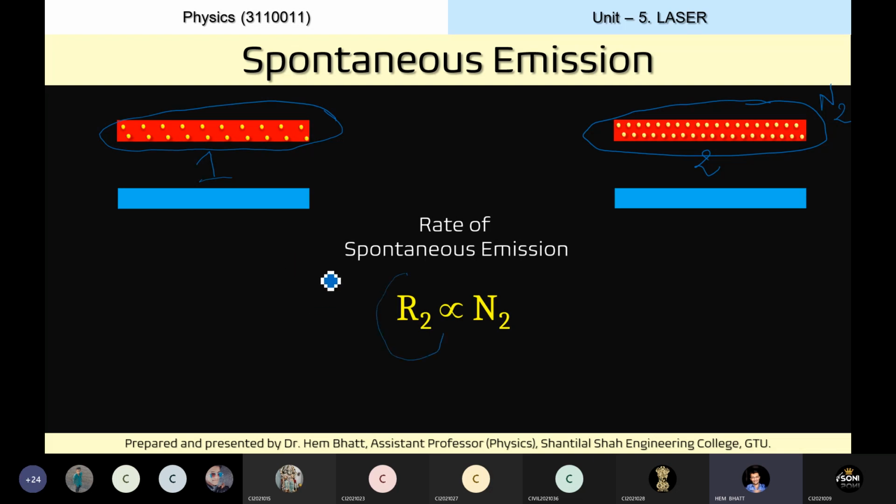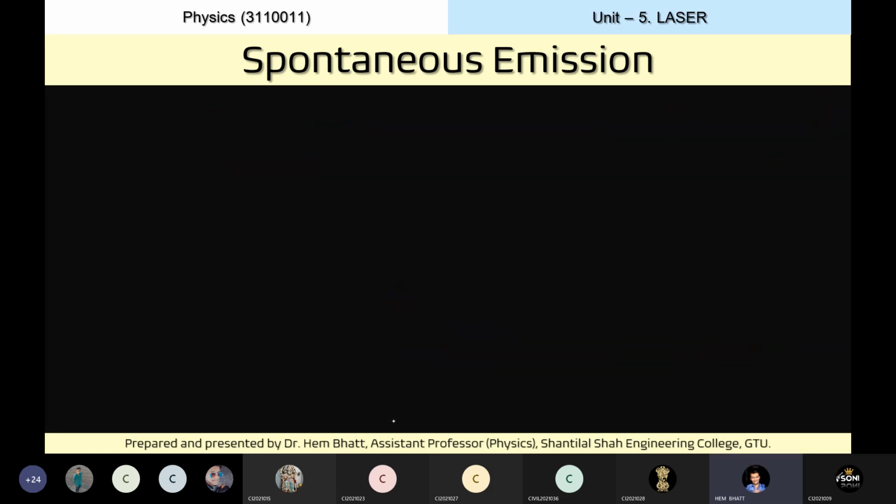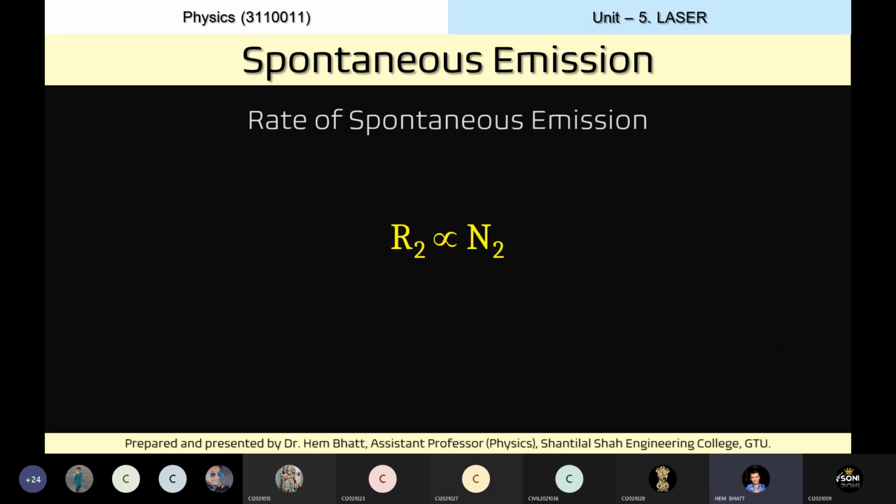Earlier what you wrote was R1, now it is R2. What is N2 the symbol for? Number of atoms in the high excited energy state. Right, the number of atoms in the excited state. Spontaneous emission depends only on this N2, it does not depend on anything else. So rate of spontaneous emission R2 is proportional to N2.